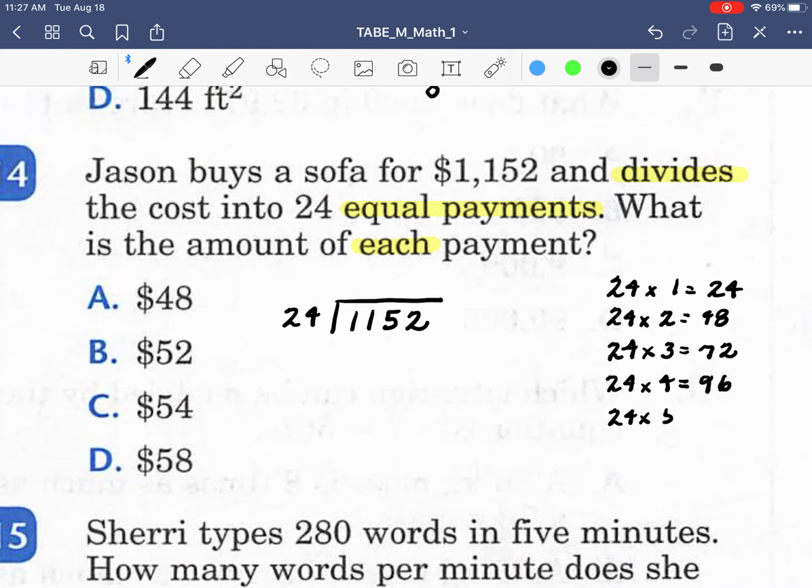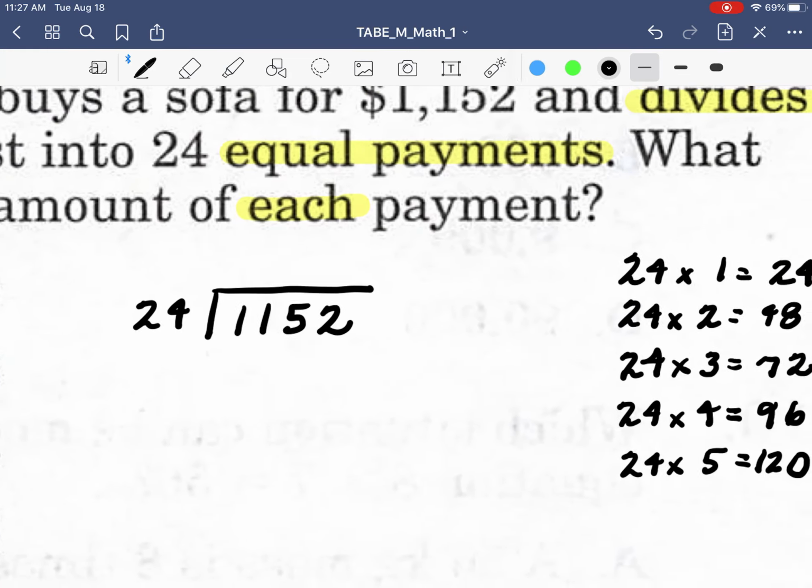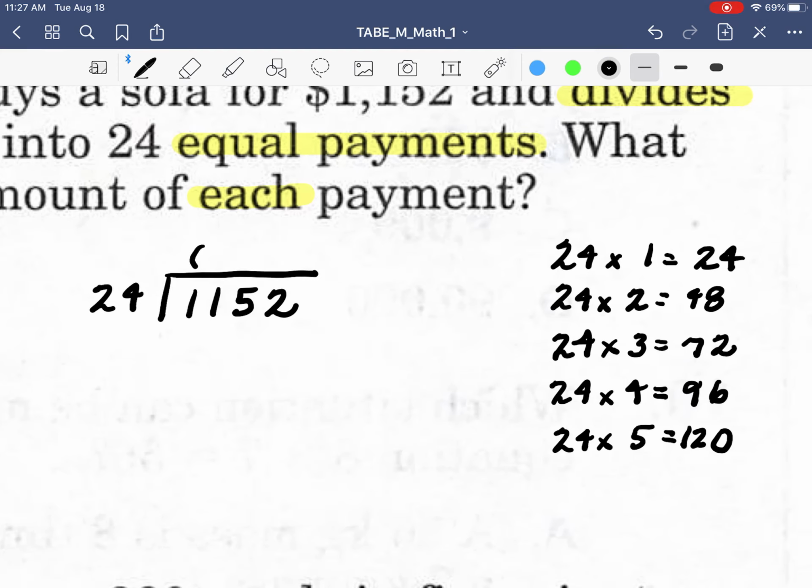And then 24 by 5. All right. 24 into 1 cannot go. 24 into 11 cannot go. 24 into 115 would be right in here. So that's going to be 4 times. We don't want to go over. So 96, be careful with your subtraction here. If you need to borrow, go ahead and do that.